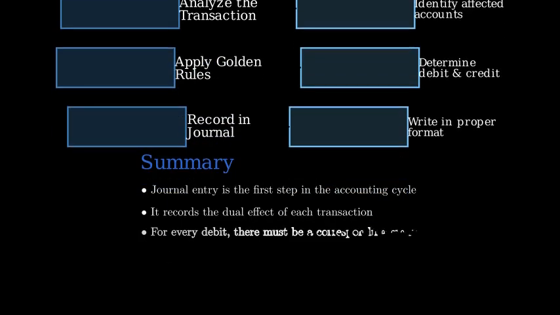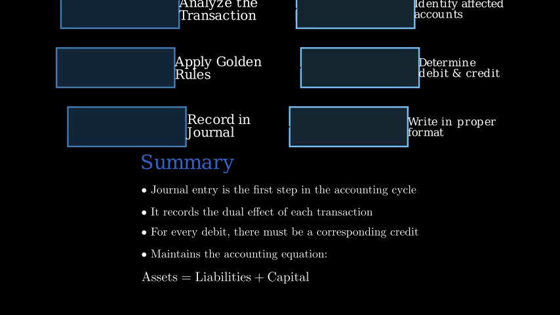To summarize, a journal entry is the first step in the accounting cycle. It records the dual effect of each transaction using debits and credits according to the golden rules of accounting. Remember, for every debit entry, there must be a corresponding credit entry, maintaining the accounting equation. Assets equals liabilities plus capital.